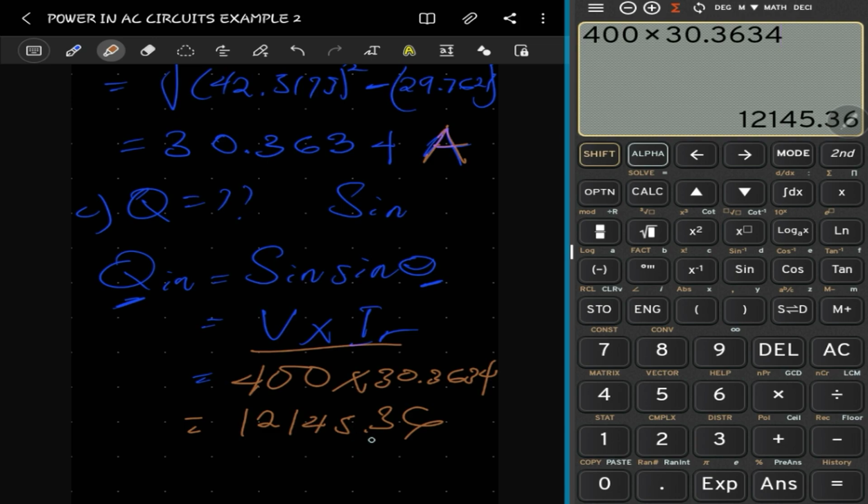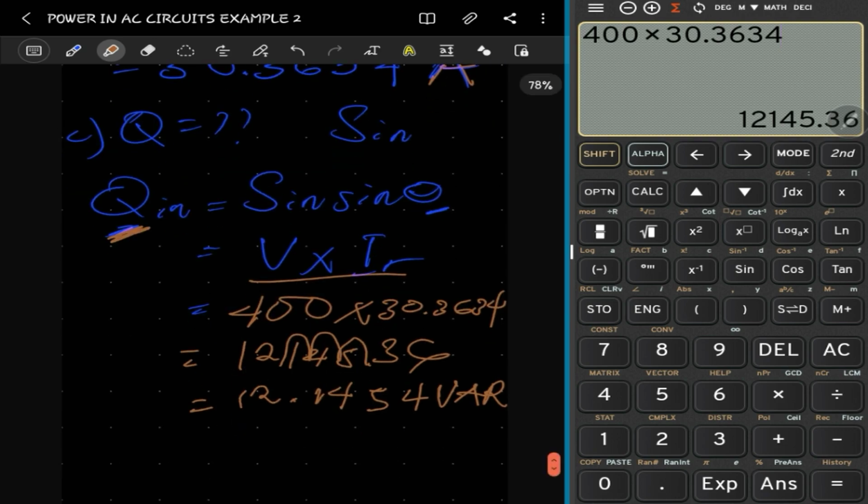Right. So we can move the decimal point 1, 2, 3, and that gives us 12.145. Let's do 4 dp. And because we are doing reactive power, that will be VAR. Right. So let's see if we can use the input power and this one to find it.